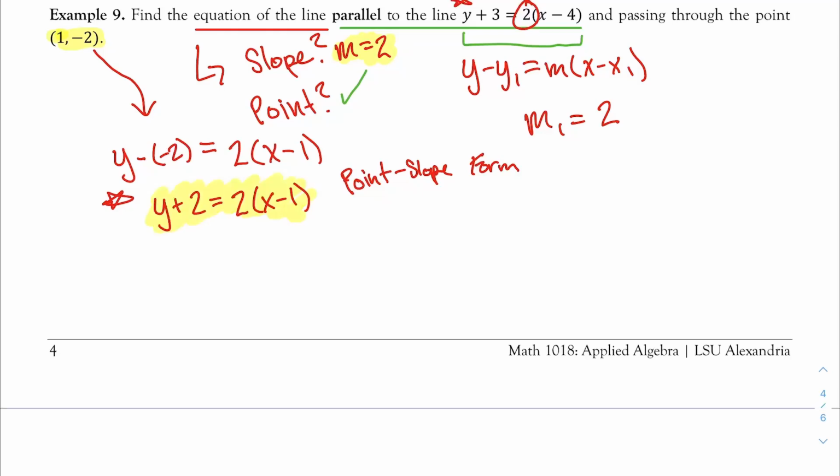Here I was a little broad, and then I just said find the equation. So you should make sure that you know how to write it in point-slope form or slope-intercept form. If I want this in slope-intercept form, we know how to go from point-slope form to slope-intercept form. In other words, for slope-intercept form, I need to solve for y.